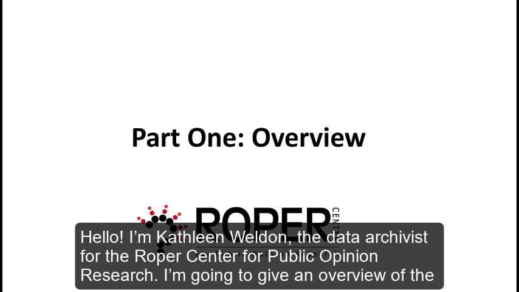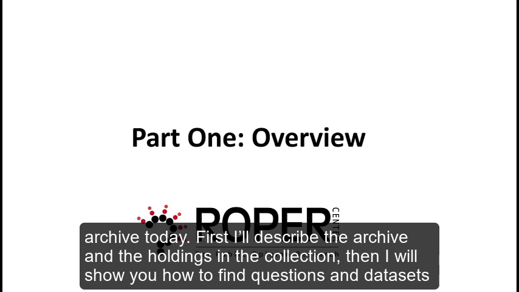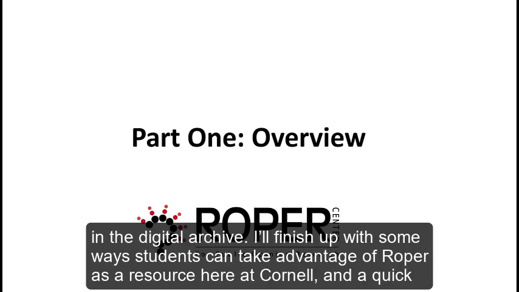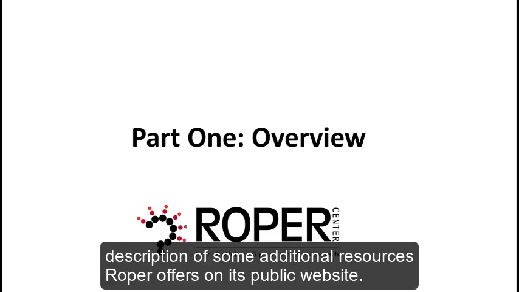I'm going to give an overview of the archive today. First, I'll describe the archive and the holdings in the collection. Then I will show you how to find questions and data sets in the digital archive. I'll finish up with some ways students can take advantage of Roper as a resource here at Cornell, and a quick description of some additional resources Roper offers on its public website.